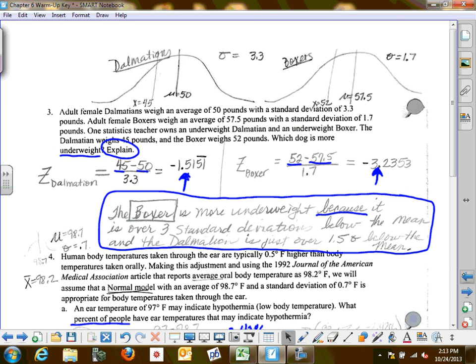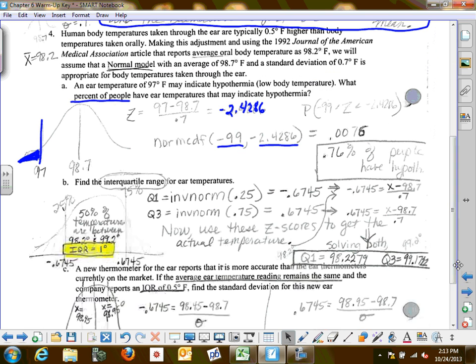but you need to get to that point where you know that norm CDF is getting that area, that percent, that shaded amount.